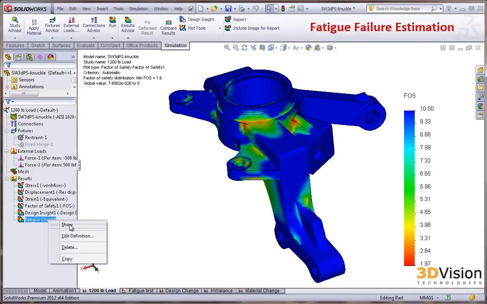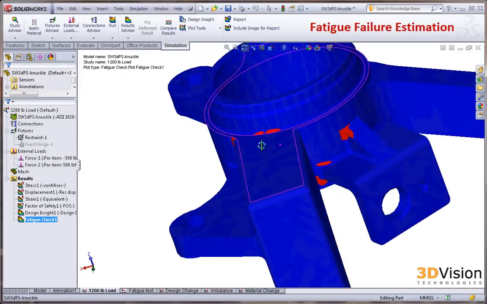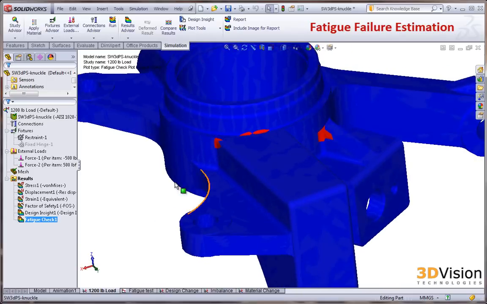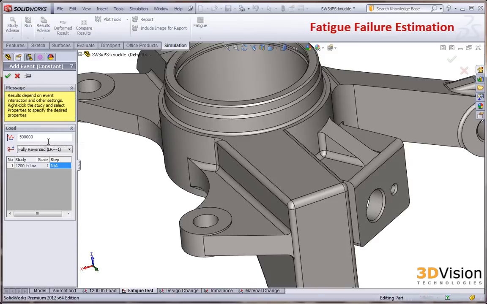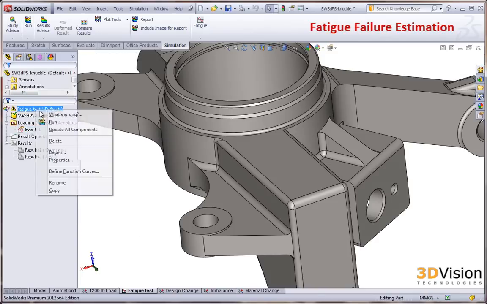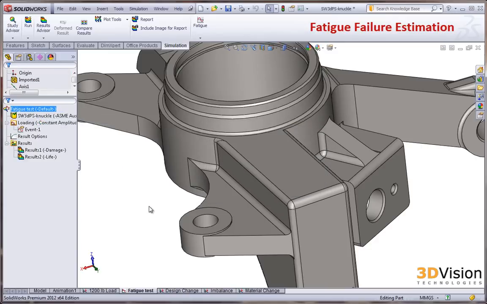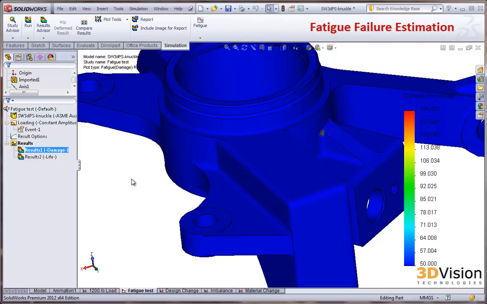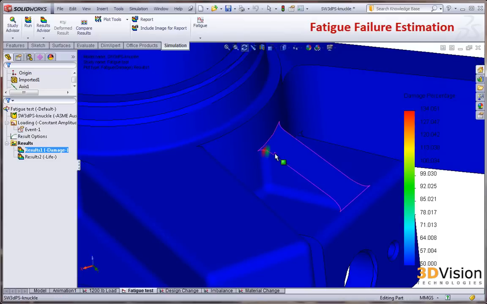In Simulation Professional, we can create a plot that shows the areas that are prone to fatigue-based failure over infinite cycles. This model exhibits areas that should be of concern. Let's move to a more detailed study that allows us to input the number of cycles of loading and the behavior of the material under cyclic loads. Running the analysis allows the software to calculate the cumulative damage after repeated loading.